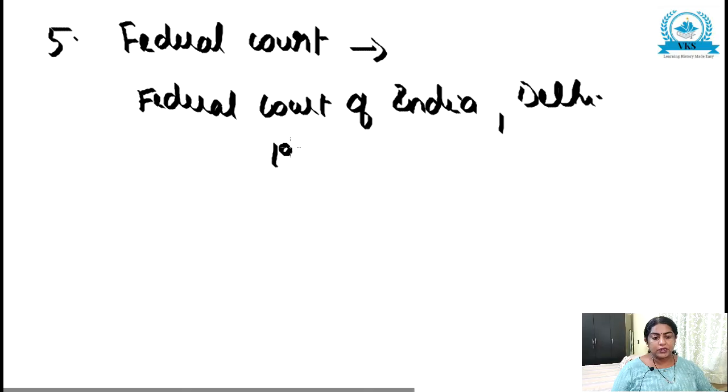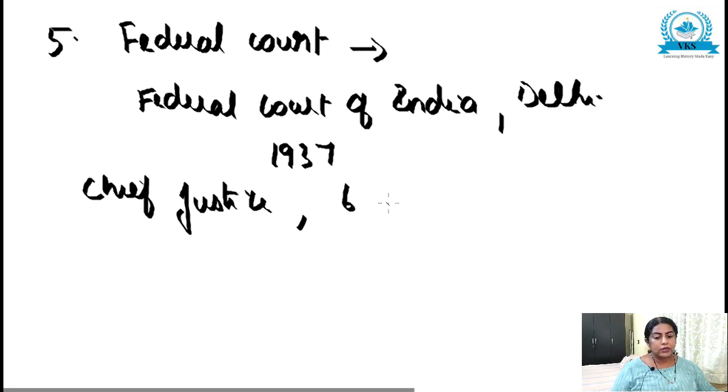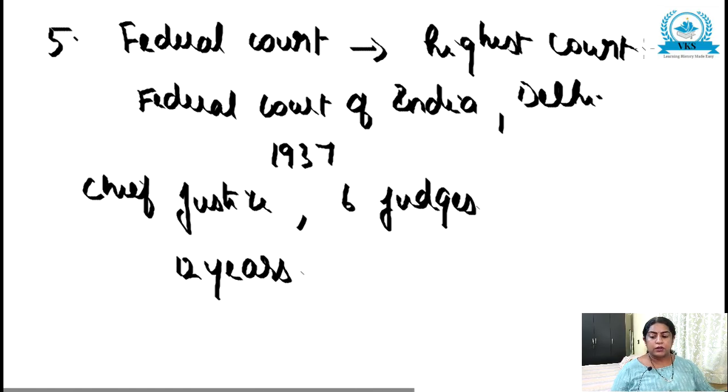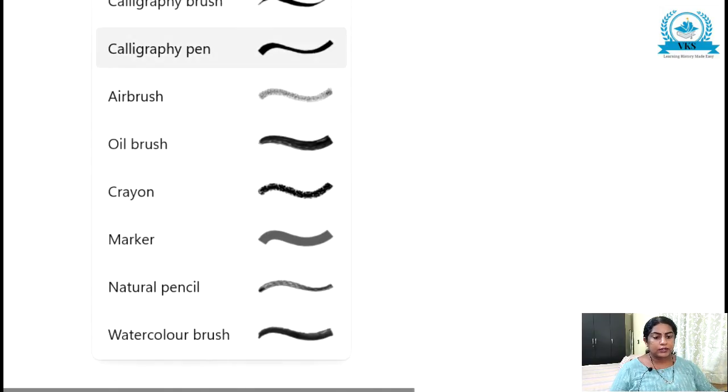It was established in 1937 and it consisted of a Chief Justice and 6 additional judges. So like this, a Federal Court of India was established at Delhi in 1937 with a Chief Justice and 6 additional judges, and it was the highest court in India and it functioned in India for about 12 years. So that was an important provision of the Government of India Act of 1935.